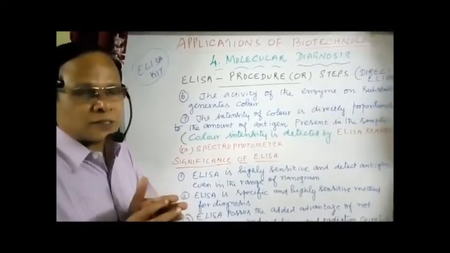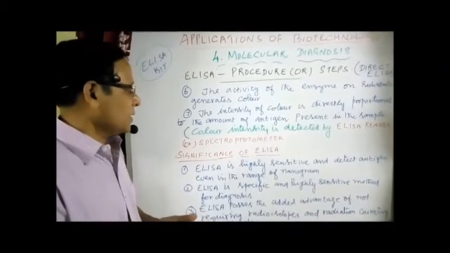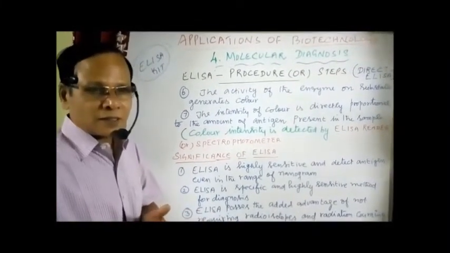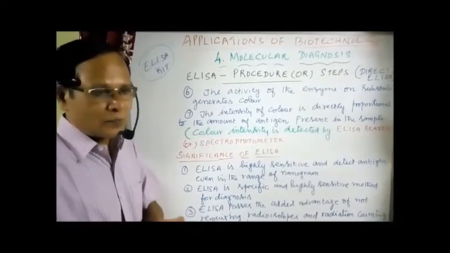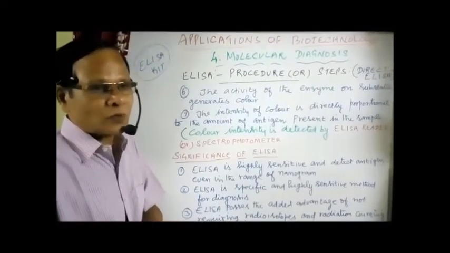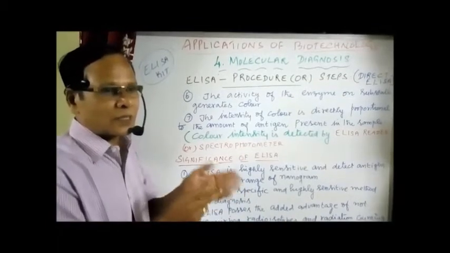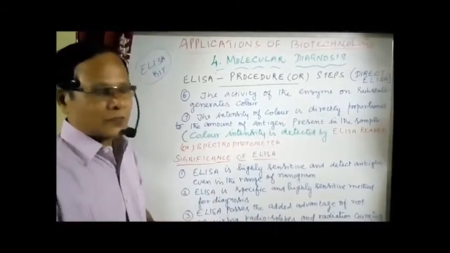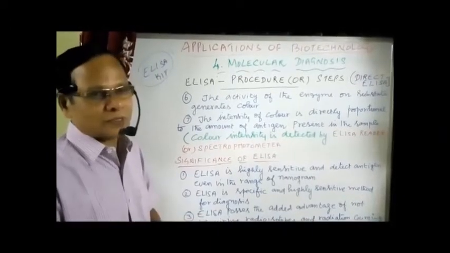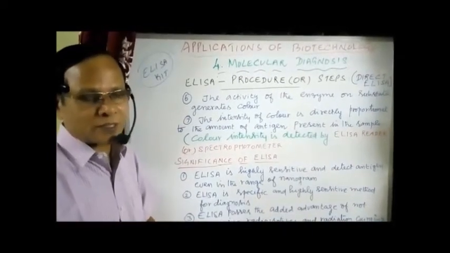The ELISA test is highly sensitive and detects antigen present in the sample even in the range of nanogram. That means even the smallest amount of antigen present in the sample can be detected by this method. So it is a specific and highly sensitive method for diagnosis.